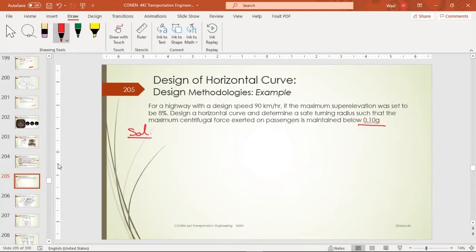First of all, the design speed V equals 90 kilometers per hour. We have the design formula V squared over G R equals E plus F lateral, and we are looking for R. So R, the minimum radius, equals V squared over G times E plus F lateral.